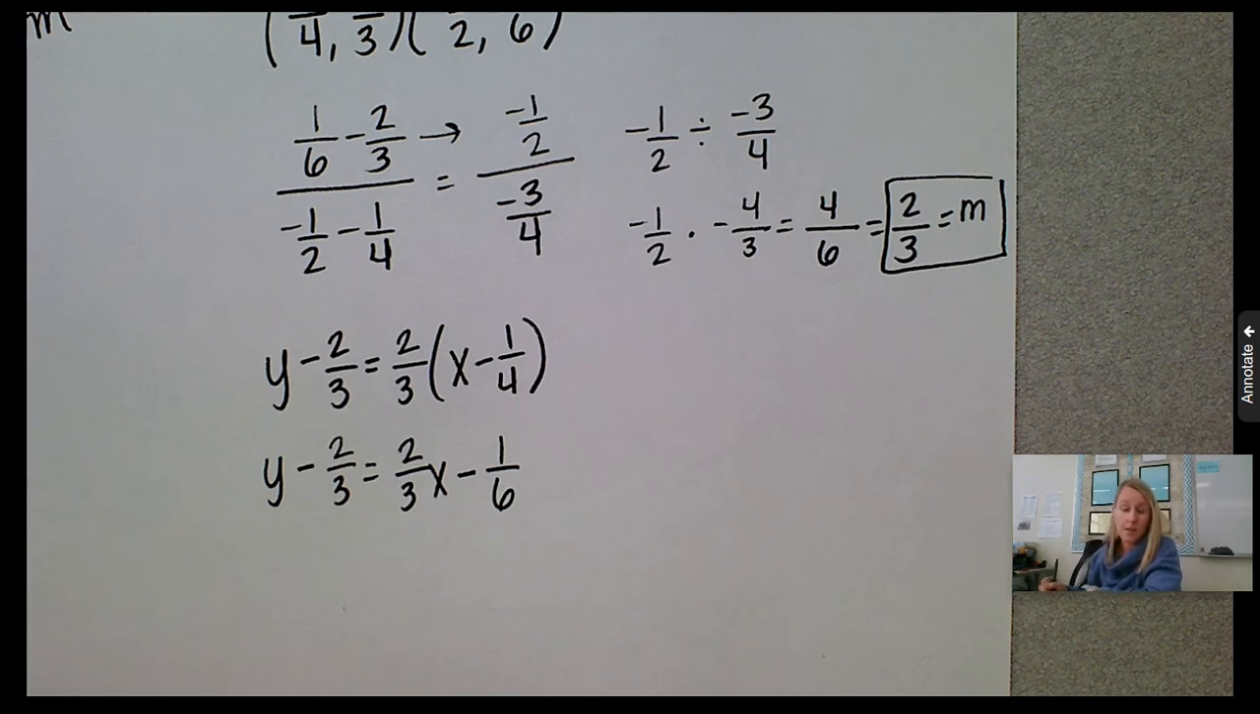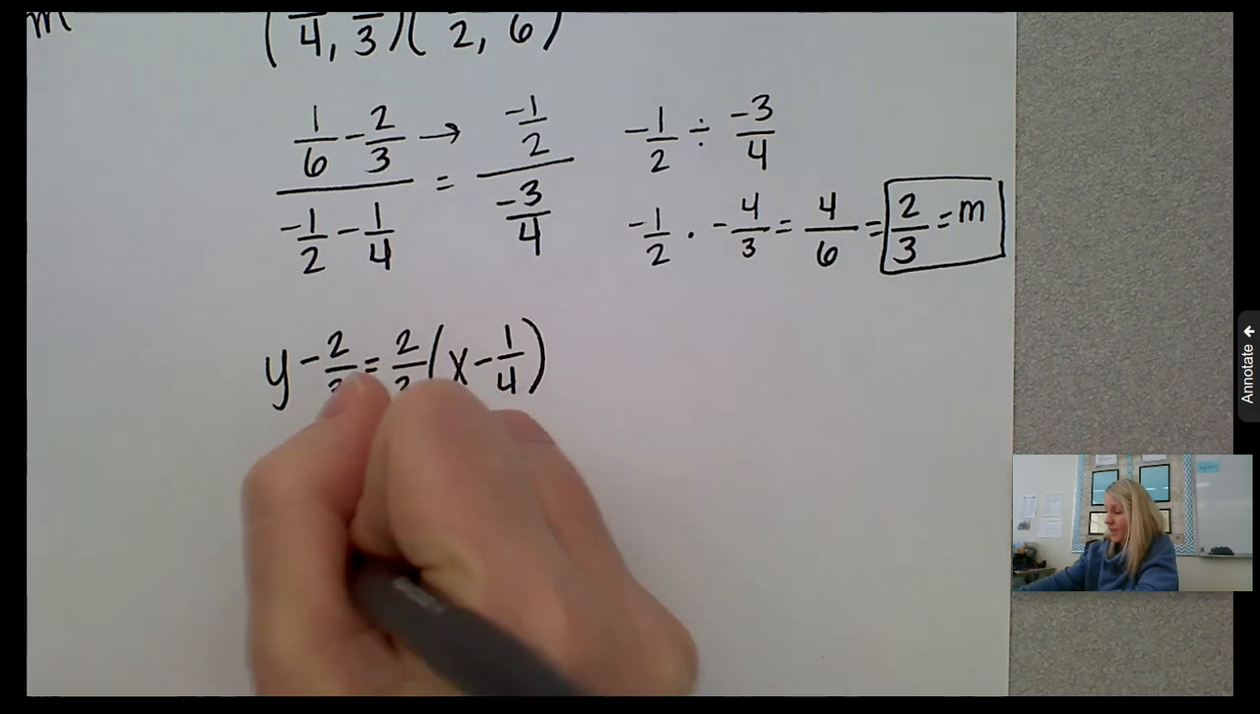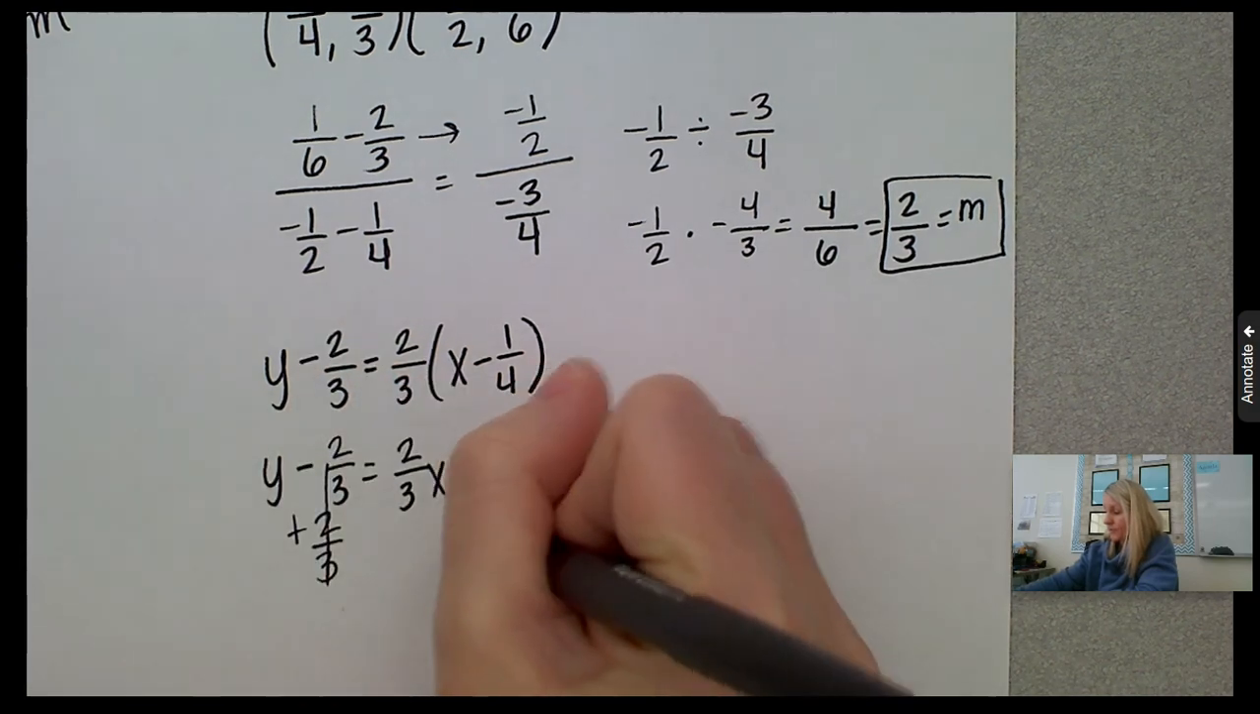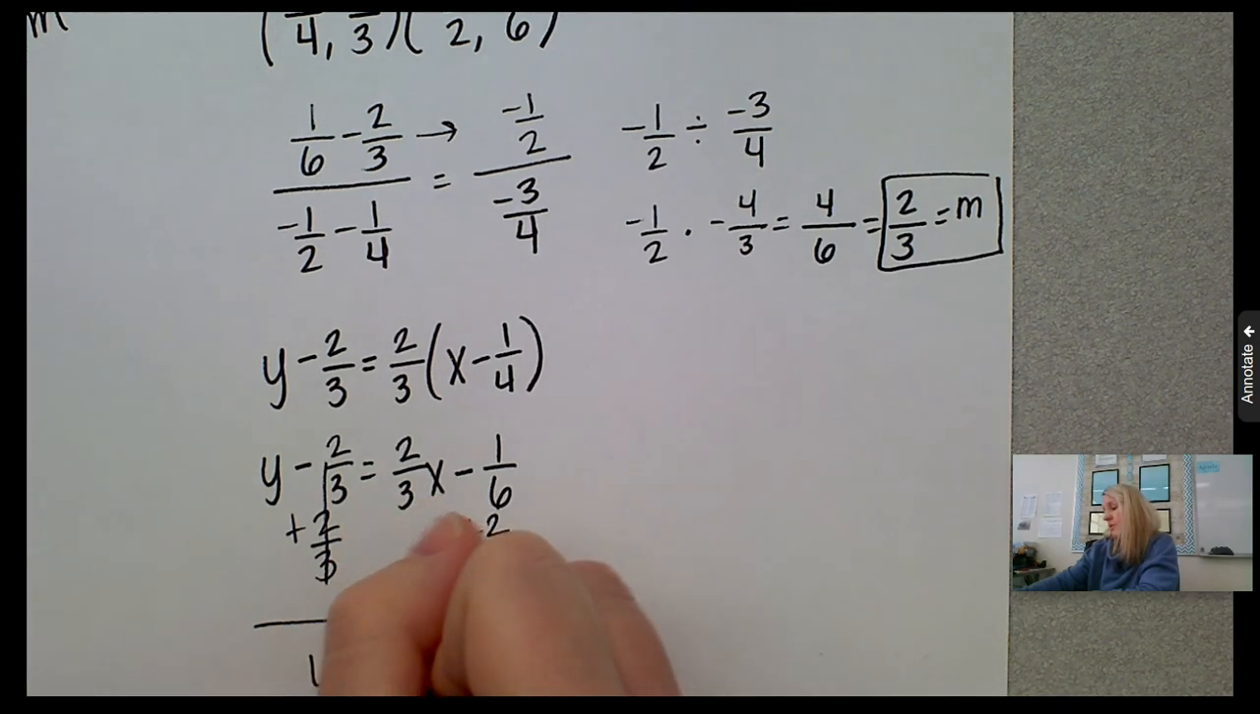Sorry, I'm always just checking myself because I'm always in my own little world here. Get y by itself. I'm going to add 2/3. That gives me y equals 2/3 x.